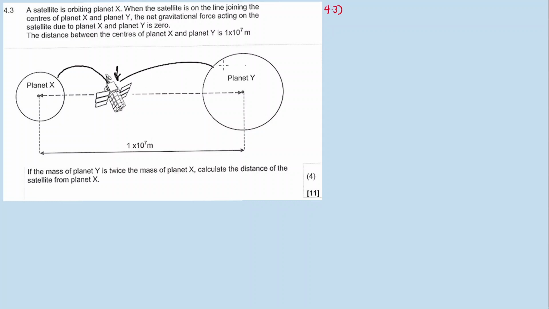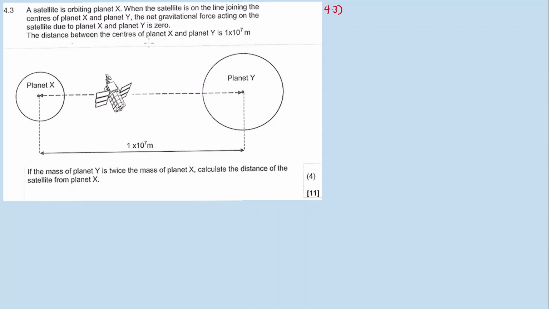This one, okay, planet X will attract the satellite to the right, and then planet Y will attract the satellite to the left. Remember, universal gravitation: everybody in the universe attracts, right? So planet X attracts, planet Y attracts. So that's the case again. Yes, that's the case. So F net at the corner is equal to 0.